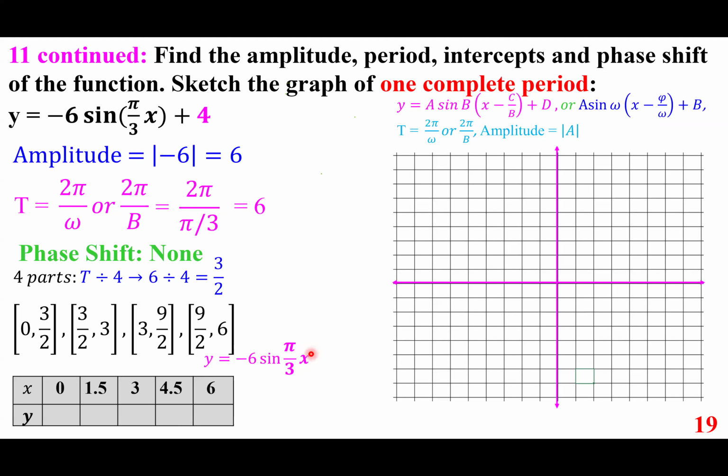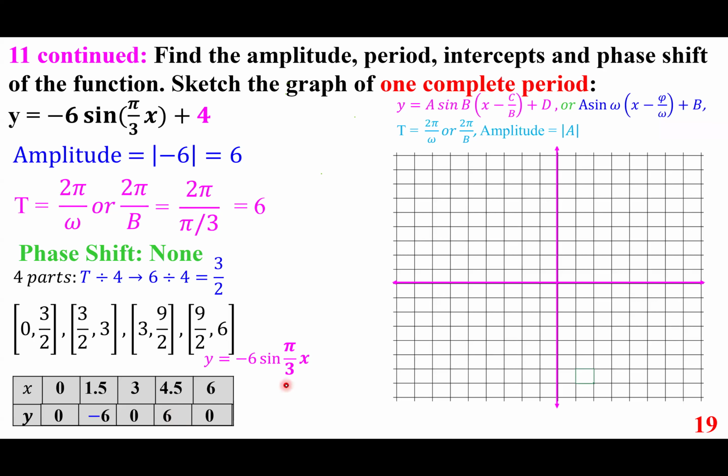If I put in 3, the 3 and 3 cancel each other. Sine of pi is 0, and -6 times that is 0. And you can figure out the rest, I hope, on your own. So 4.5 divided by 3 gives 1.5, or 3 pi over 2. Sine of 3 pi over 2 is -1, times -6 is 6. If you plug in 6, you get 2 pi.